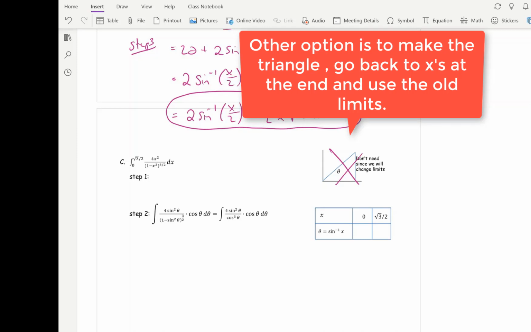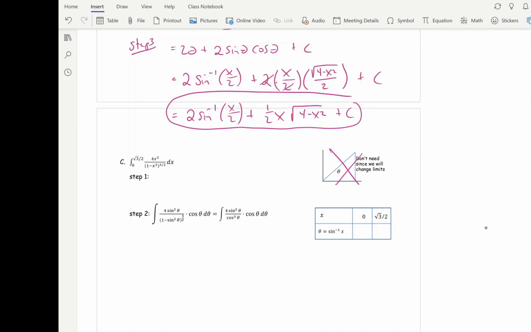So step one, we've got an a squared minus x squared. So we're going to let x equal just plain sine theta, dx equals cos theta d theta. All right, typically I would make a triangle, but if it's a definite integral, you don't have to, but you do have to change your limits.